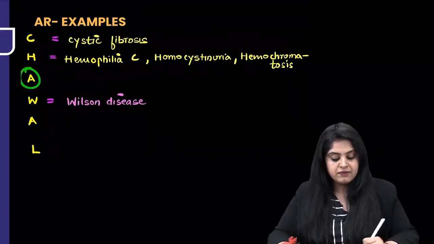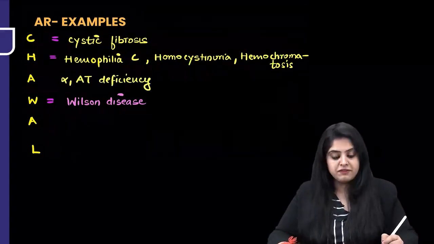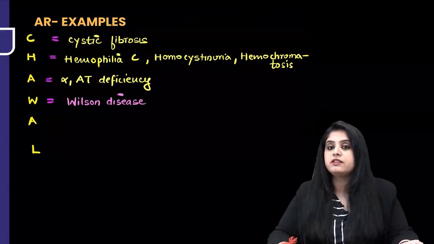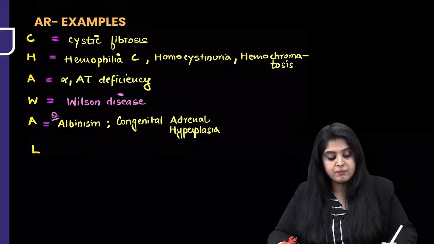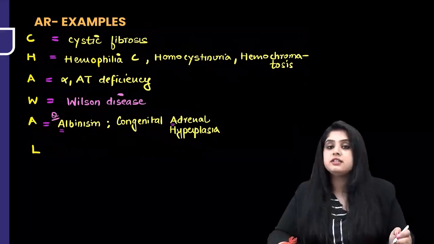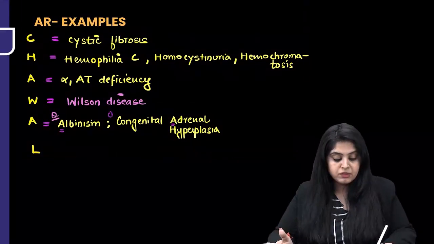Okay, then what is with A? We have an enzyme deficiency called alpha-1 antitrypsin deficiency, which is very famous. We have more A's coming up our way, which are questions. Remember, albinism and adrenal hyperplasia. Both of these are previous year questions.